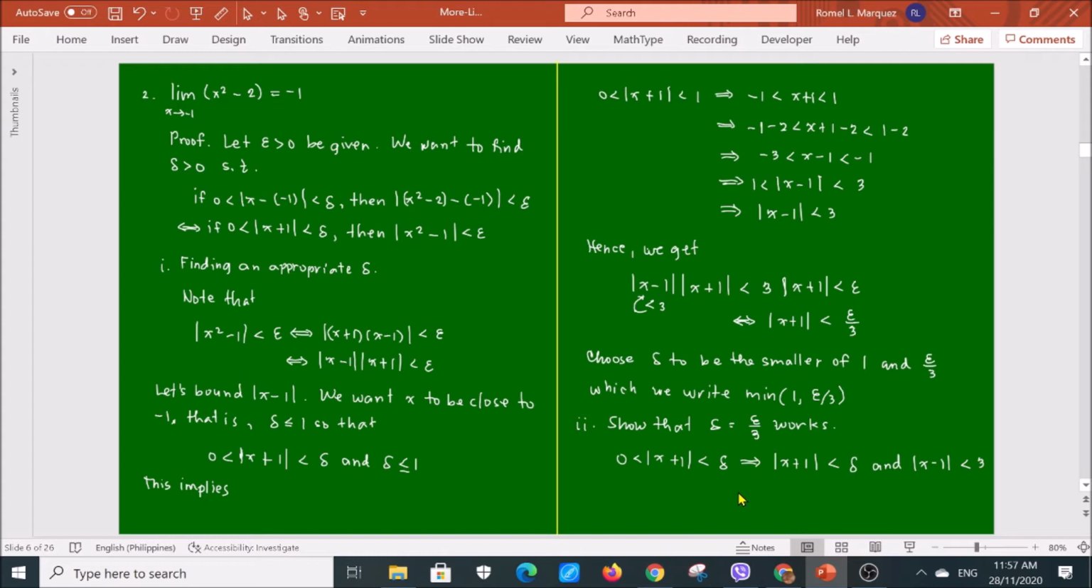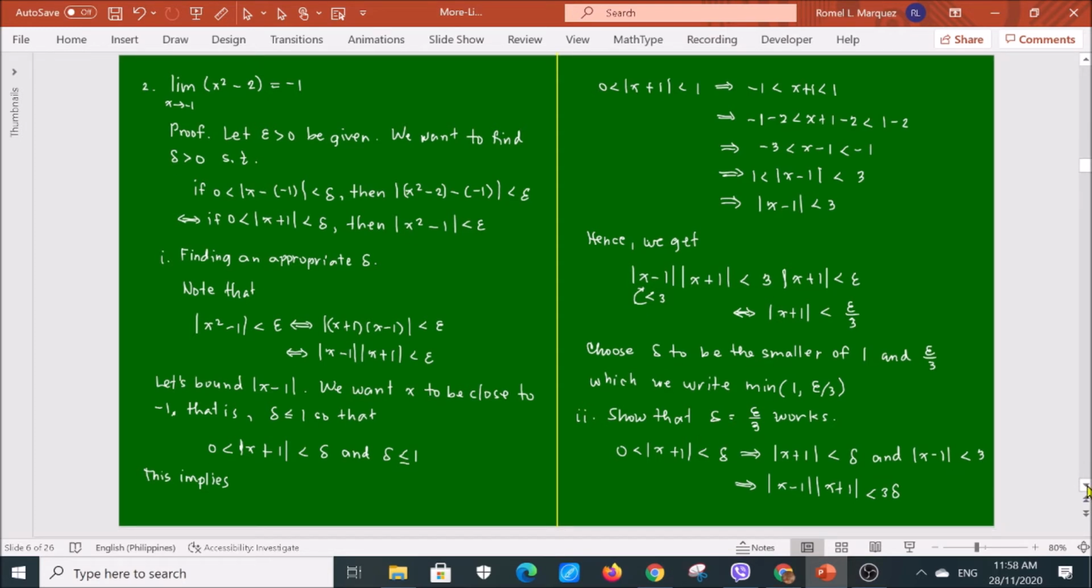And this means the absolute value of x minus 1 times the absolute value of x plus 1. But what is this? Since the absolute value of x minus 1 is less than delta and the absolute value of x plus 1 is less than 3, this product is less than 3 times delta. Okay?